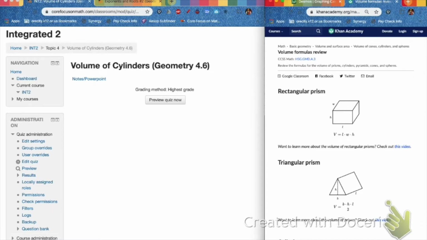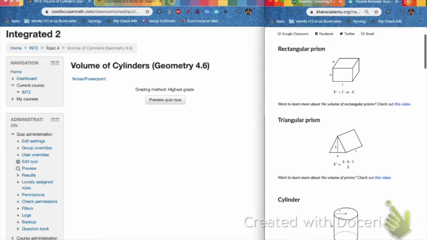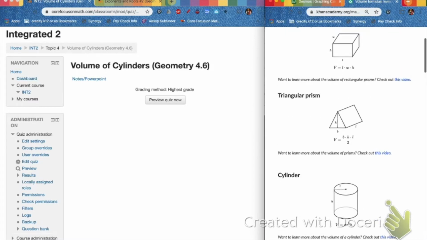We are on volume of cylinders. If you recall, last time we had volume of prisms, and we used this Khan Academy note video on the right here to do formulas for regular prisms, both rectangular and triangular. Today, we're just going to scroll right on down where it says cylinders. And we're going to use this formula today.